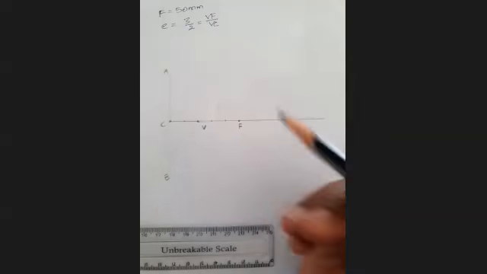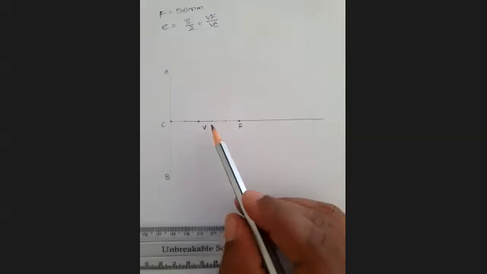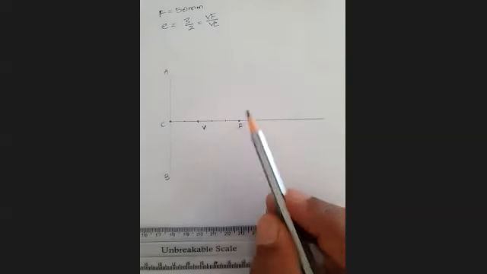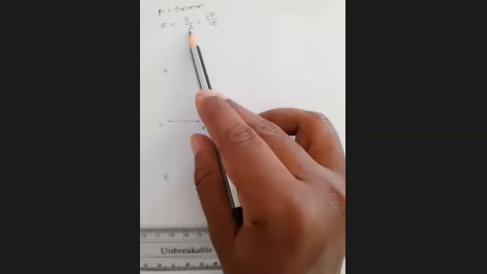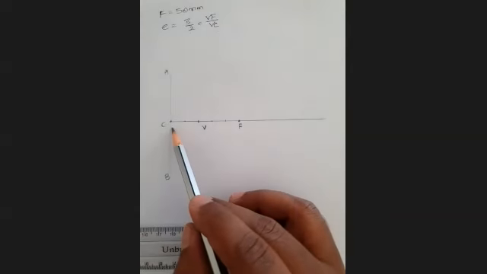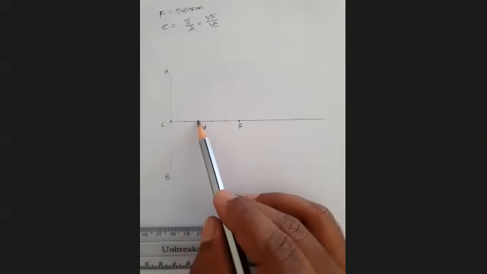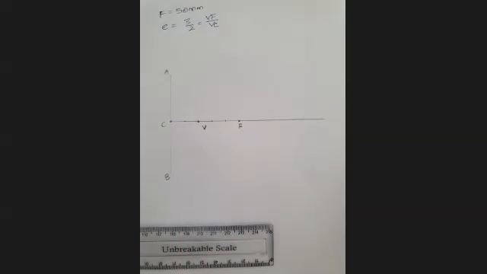You need to check. VF is 3 divisions. You see 1, 2, 3. And VC must be 2 divisions. 1, 2. So that means this is the exact location of V, the vertex. In that way, you need to locate the vertex point V. If you could locate the vertex correctly, then it is very easy. Is it clear, the location of the vertex point, everyone?